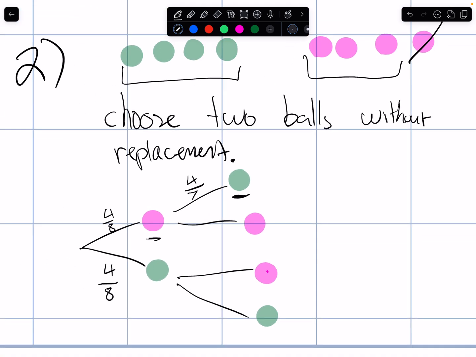If I've already taken a pink, we can look at this one now. That means I only have 3 pinks left. So the probability of me choosing another pink is 3/7, right? Does that make a bit of sense? Hopefully.